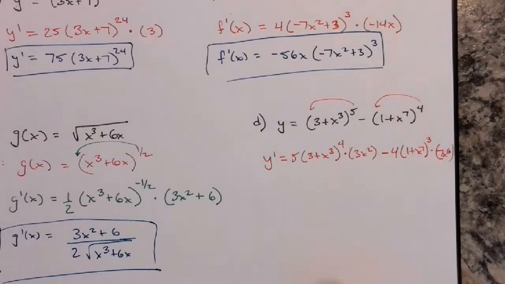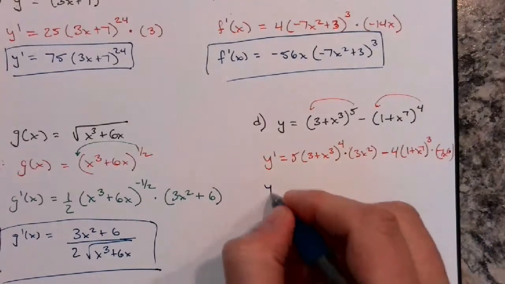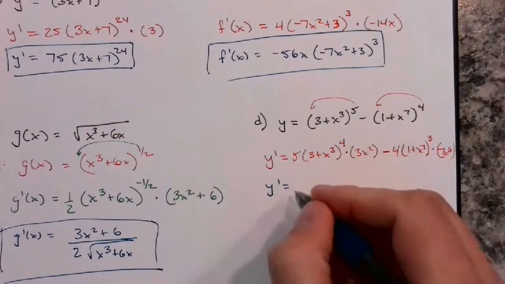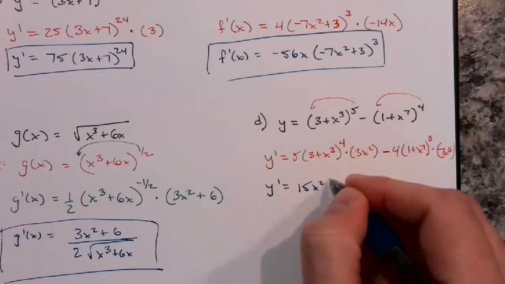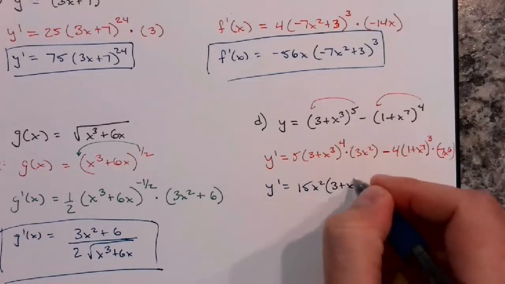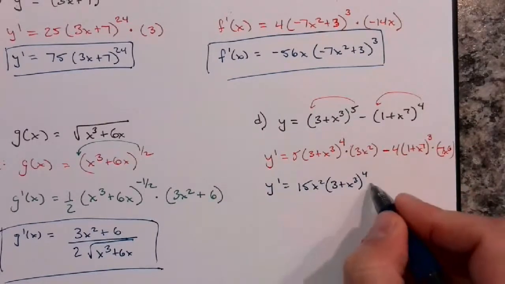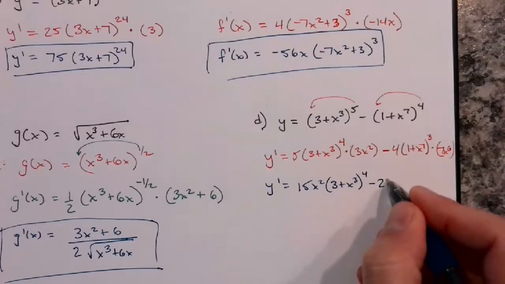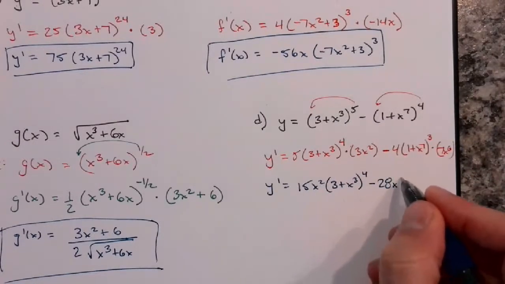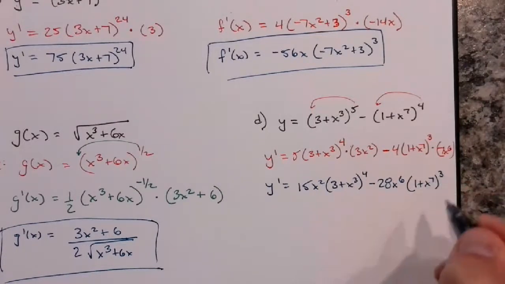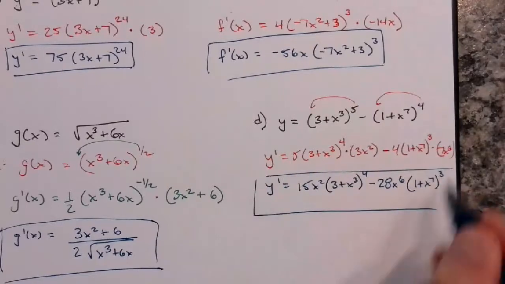If I said do not simplify, you can leave it like that. But let's simplify this. It doesn't simplify to something too difficult to get to. For this term, the 5 times 3x squared gives us 15x squared. This is still 3 plus x cubed to the 4th. Remember, you can't get inside of there. Minus 4 times 7x to the 6th is minus 28x to the 6th, and then this stays 1 plus x to the 7th cubed. And really that's it. You've simplified it. You're not going to do anything else with that.